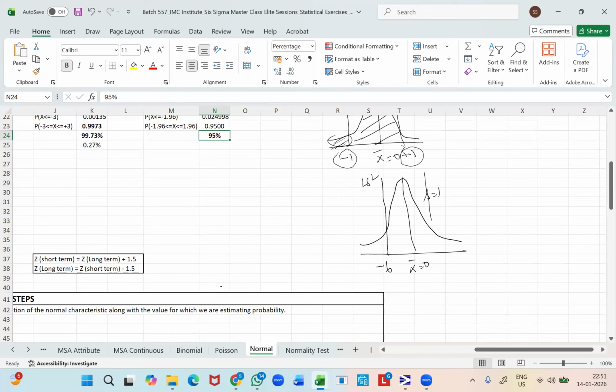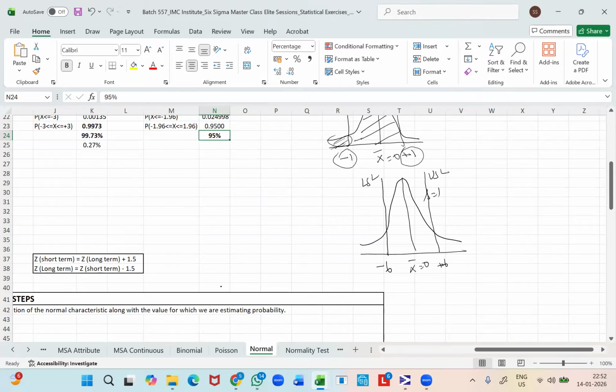And the upper specification limit is +6, right? So we have been provided with mean and standard deviation along with the specification limits. So these metrics are enough for me to calculate the sigma level for a process performance, right?